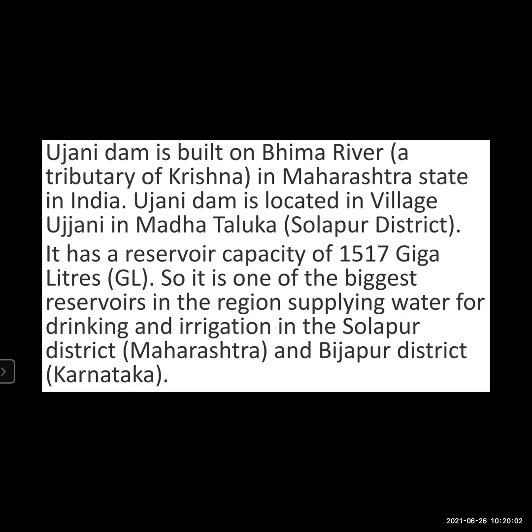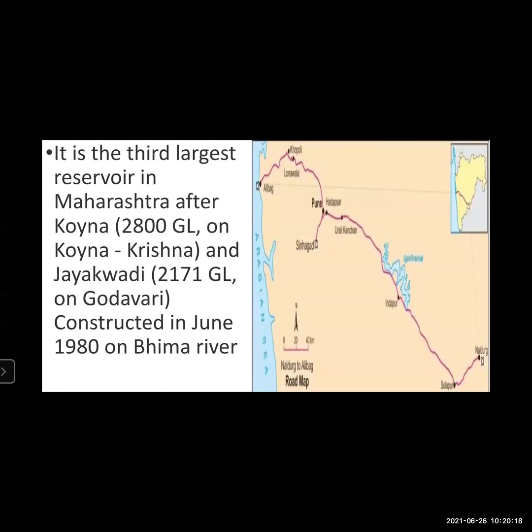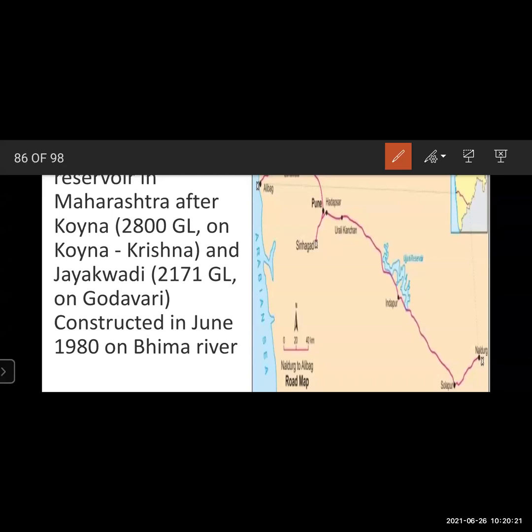And this reservoir helps in supplying water for drinking and also for irrigation facilities in the Solapur district as well as in Bijapur district in Karnataka. So Karnataka is just below Solapur. See here, you can see in the map. This is Naldurg, this is Solapur, okay? And this is Ujjaini near Indapur. So this water is supplied to Solapur. Okay, just because of this water, this city gets water for drinking and also for irrigation.